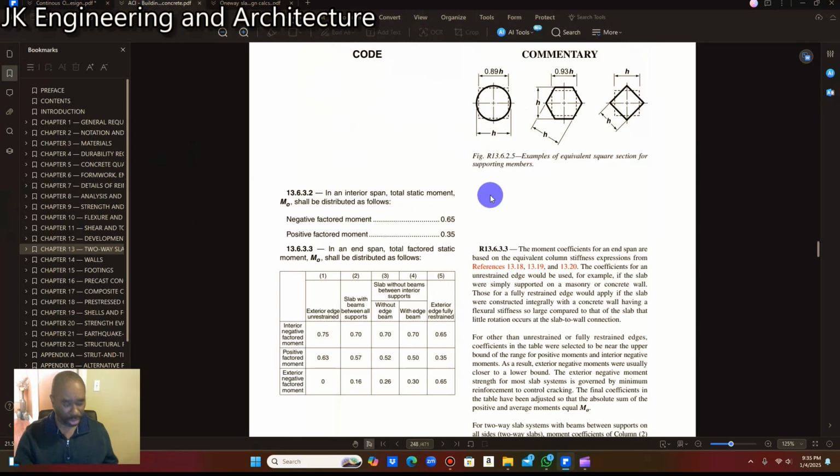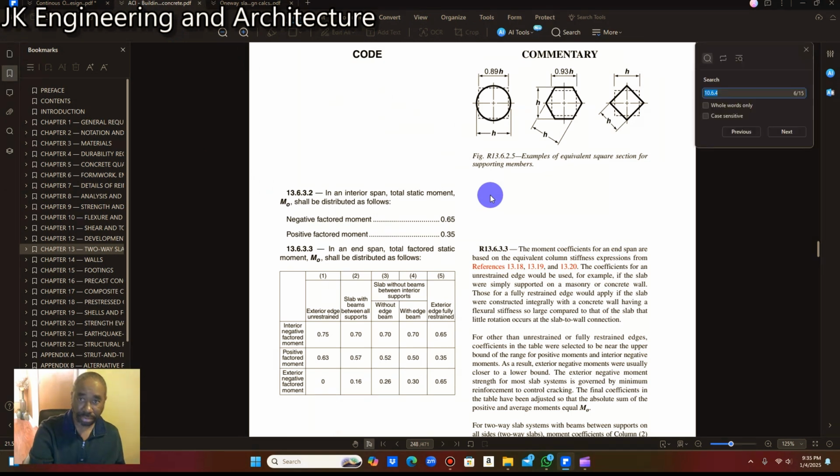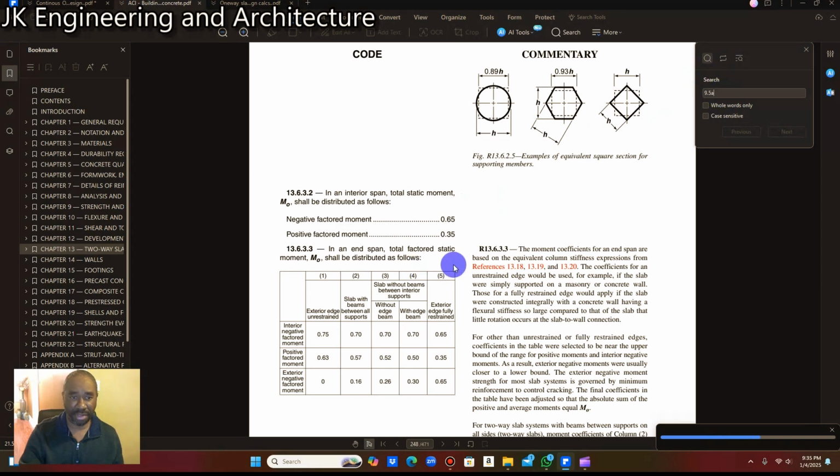So if we turn to table 9.5a, sorry, 9.5a.